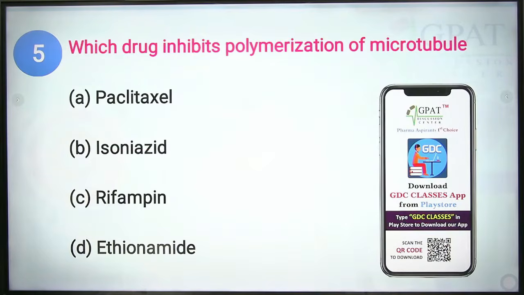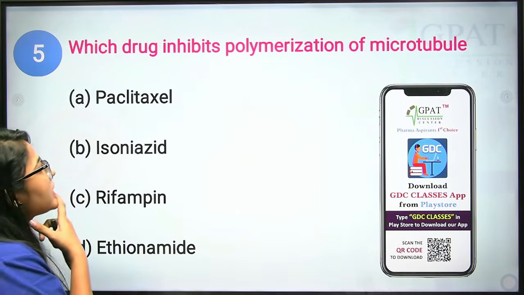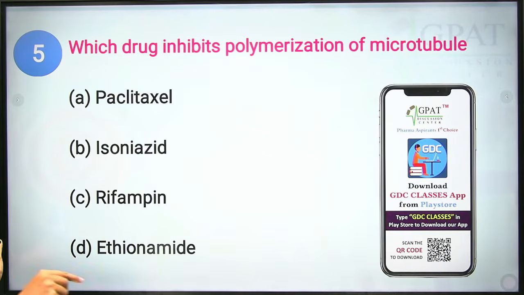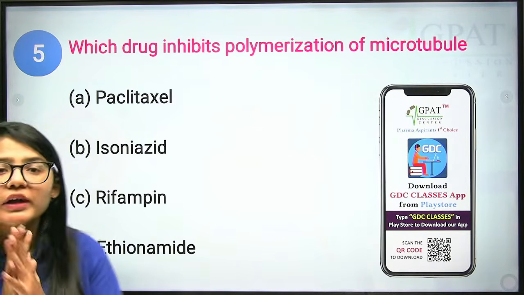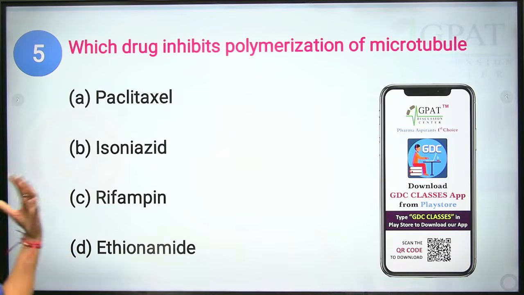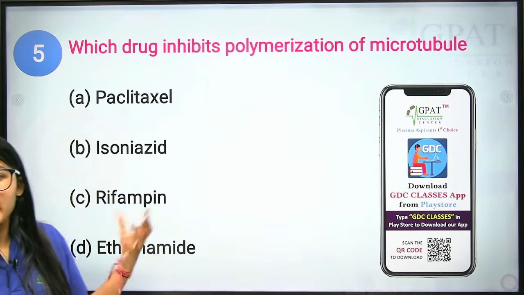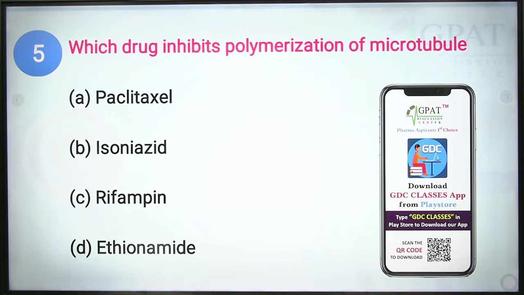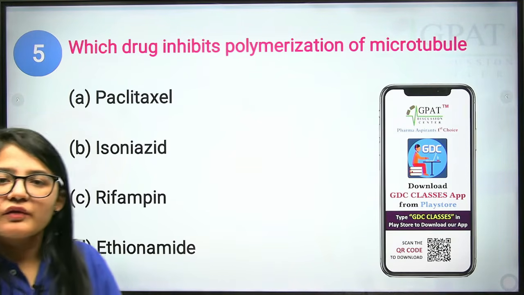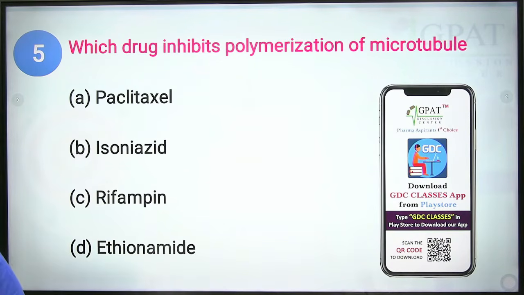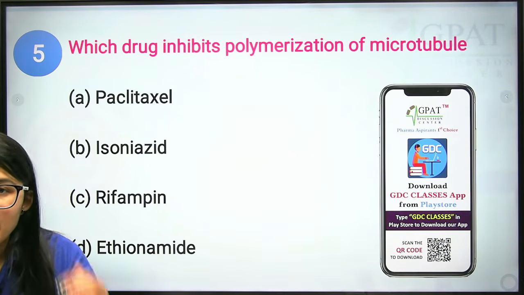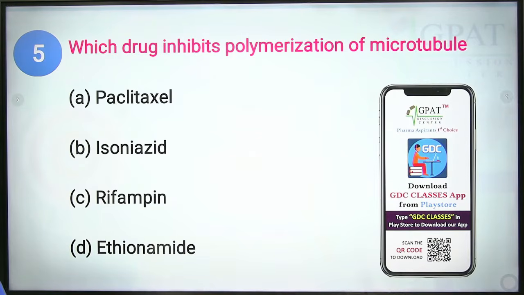Okay, next question, which drug inhibits polymerization of microtubule? Polymerization of microtubule means multiplication, right? Polymerization means it's a form of multiplication, that is an increase in numbers. Clear? So first drug we have paclitaxel. The main action of this drug is to stabilize the microtubules. Clear? The main function is the stabilization of microtubules by preventing depolymerization. So yes, this has an effect on your microtubule.